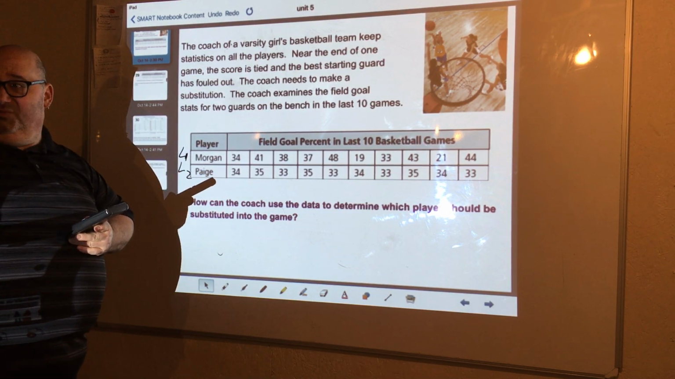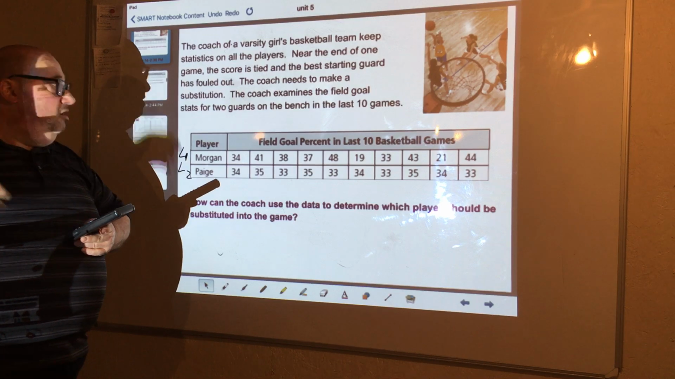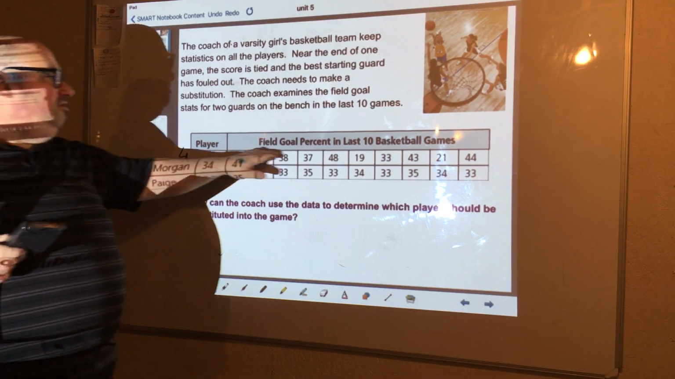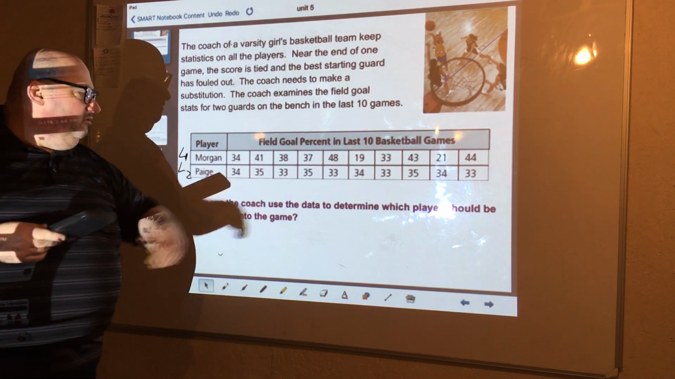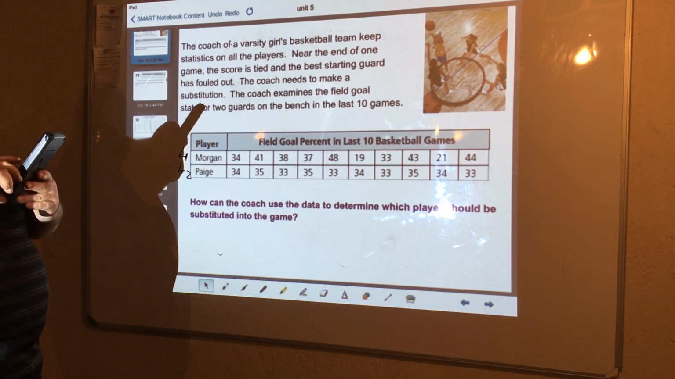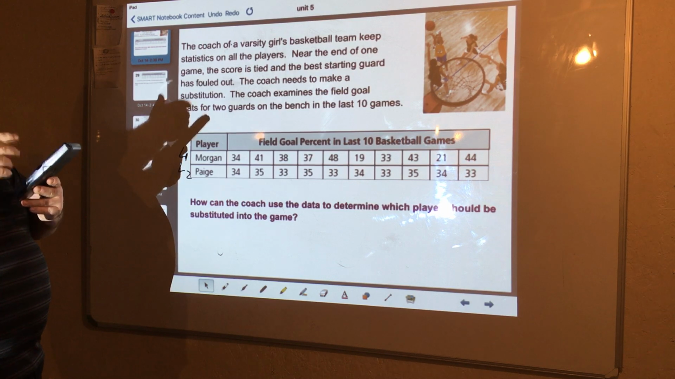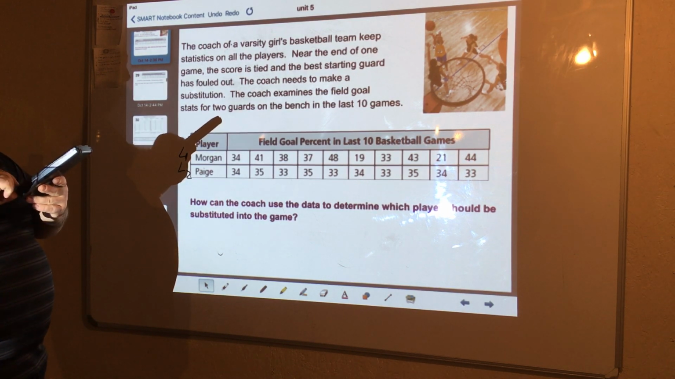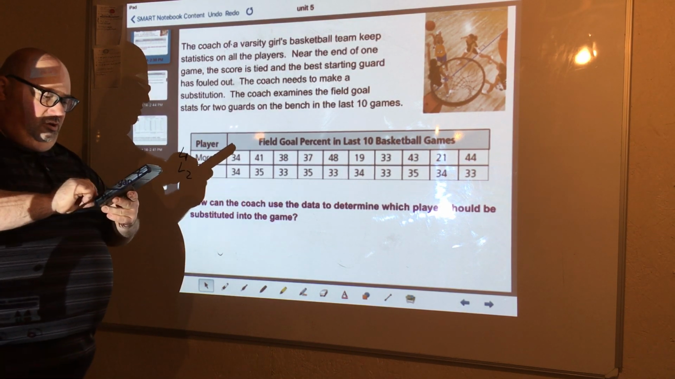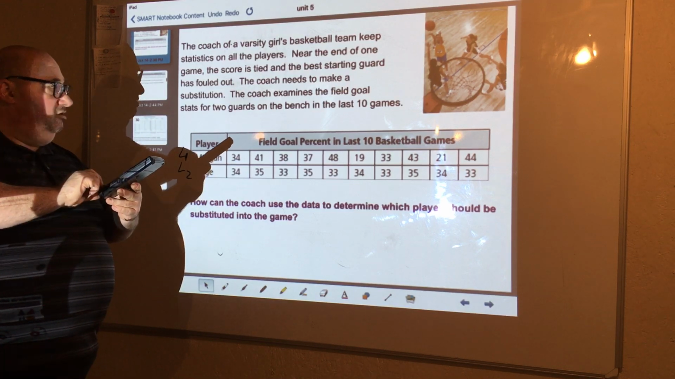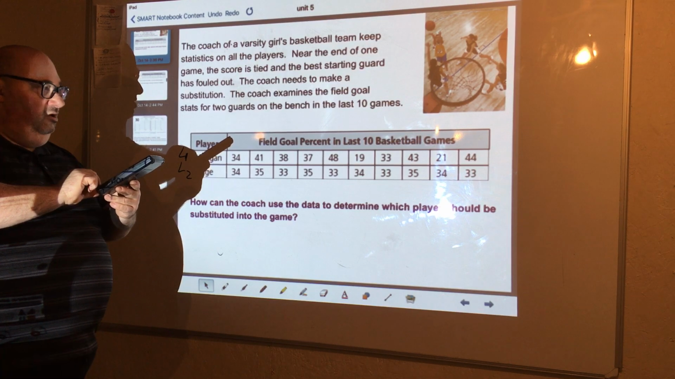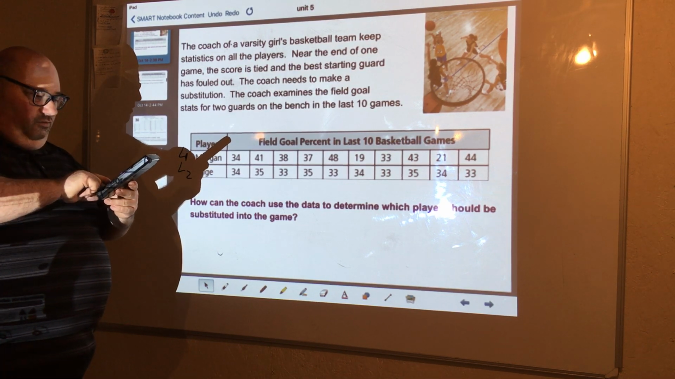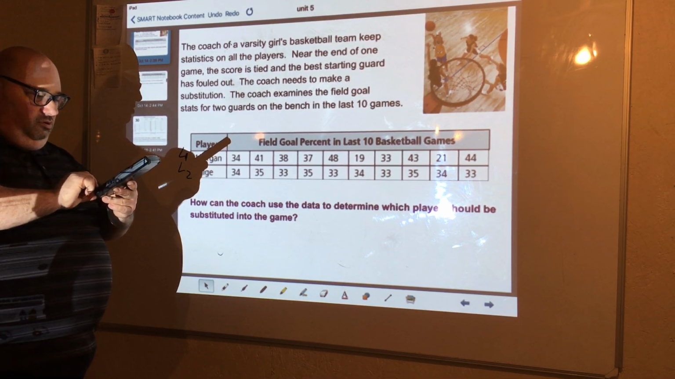Is your information cleared on your calculator now? Yep. Okay, so under L1, we'll start typing these numbers, and then for L2, we'll enter these numbers. 34. So you just type 34, enter. 41, enter. 38, enter. 37, enter. 48, enter. 19, enter. 33, enter. 43, enter. 21, enter.